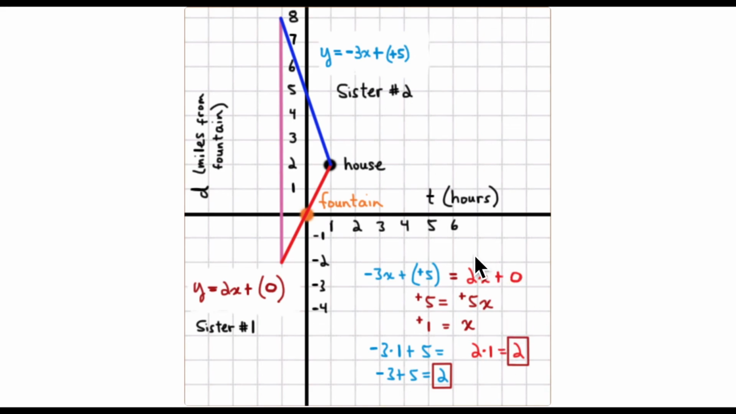So solving the system of equations algebraically is the same as just reasoning through how to get to the house. 5 miles away, this gap is being closed at 5 miles each hour. So it's going to take 1 hour to cover those 5 miles. So x is equal to 1 hour, and y is equal to 2 miles from the fountain for both sisters at the same time.